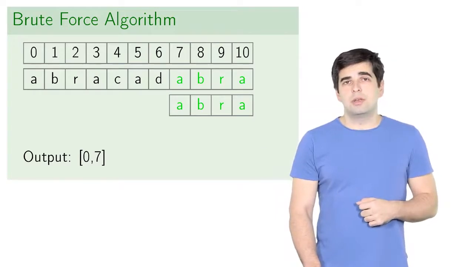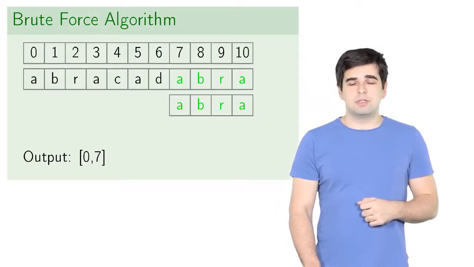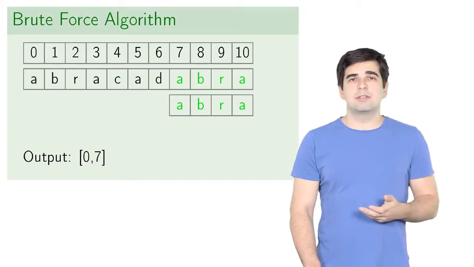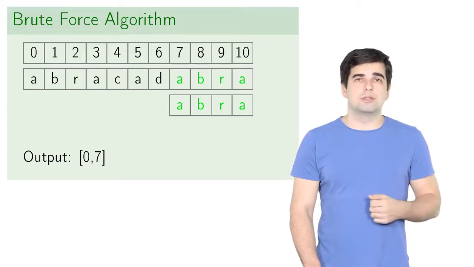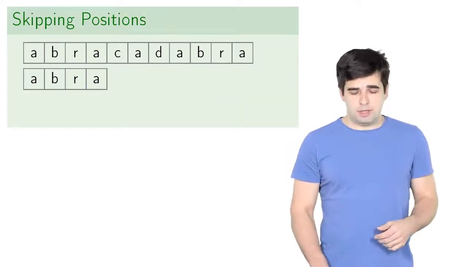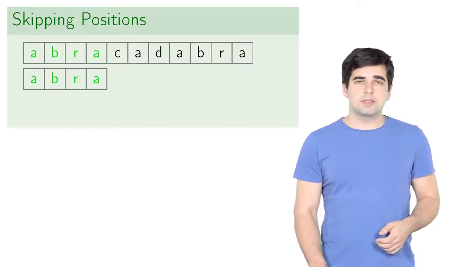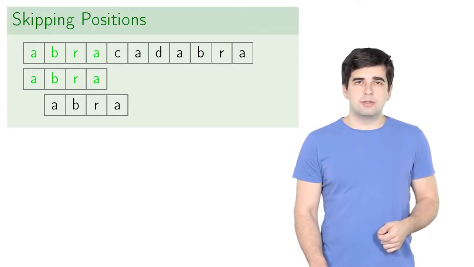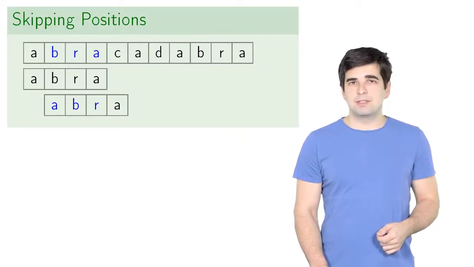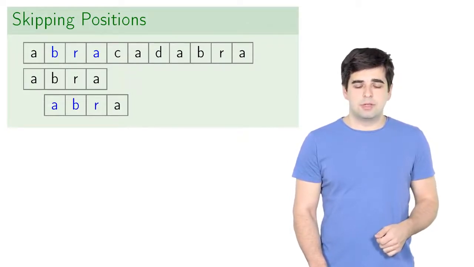So the question is now, can we avoid some of the positions where we tried to align the pattern with the text, but it actually didn't make sense given what we already know about the previous comparisons? And the answer is yes, we can. In this particular example, we've already found the pattern in the text starting from the 0 position. And that means that when we slide the pattern to the right and try to align it to the first position in the text, we're going to compare the prefix of the pattern without the last character with the suffix of the same pattern without the first character. And they don't match. So there is no occurrence of the pattern starting from the first position.